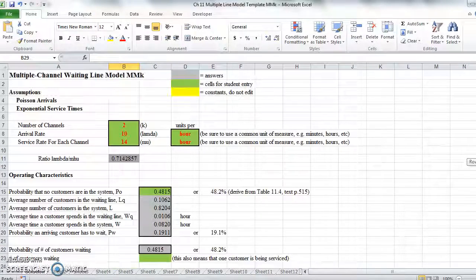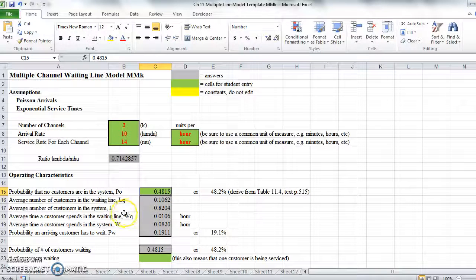Let's look at the MMK. I've already pre-populated some of this prior to showing this to you. Number of channels K is 2 in this case. Arrival rate and service rates are the same. But now we have to look at the ratio of lambda to mu, and we have to complete this cell C15, the cell for students to enter. It's green. We derive that from table 11.4, and I'm going to round a little bit. When I give you examples, we can interpolate between 2 values on the table, but for this example, I'm just going to round. When I give you a question in the test, the values of the ratio will be nice round numbers that will correlate to that table perfectly. But in this case, let's just round this down to 0.70.